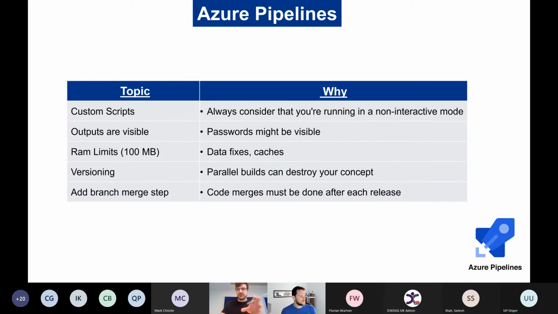Okay, custom scripts: a few things to think about when you are using Azure Pipelines. When you're writing custom scripts, you're running in non-interactive mode. So always make sure there's no credential prompt or any other things like that, because of course your script will fail. And outputs are visible. That's actually pretty clear. And an interesting thing, you've got memory limits. It's around about 100. So if you have to input a lot of data, always keep that in mind. Don't cache too much, because you will run out of memory.